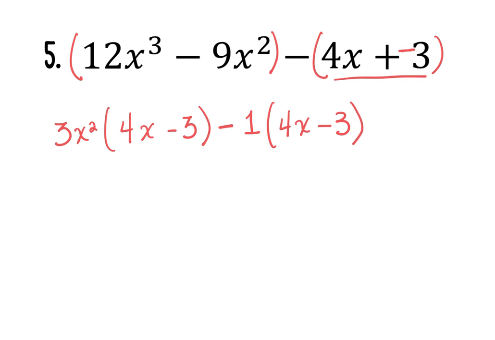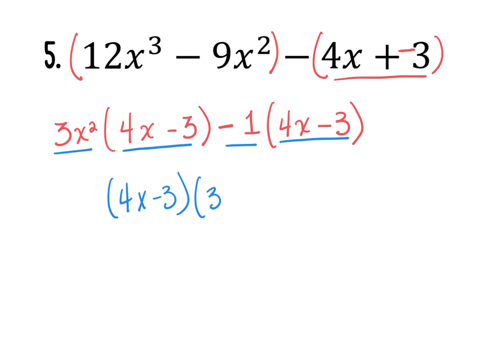Okay? So now that I have this, I can see the 4x minus 3 is in common. What I have left over is 3x squared minus 1. And that is my factoring. So go ahead and try number 6.